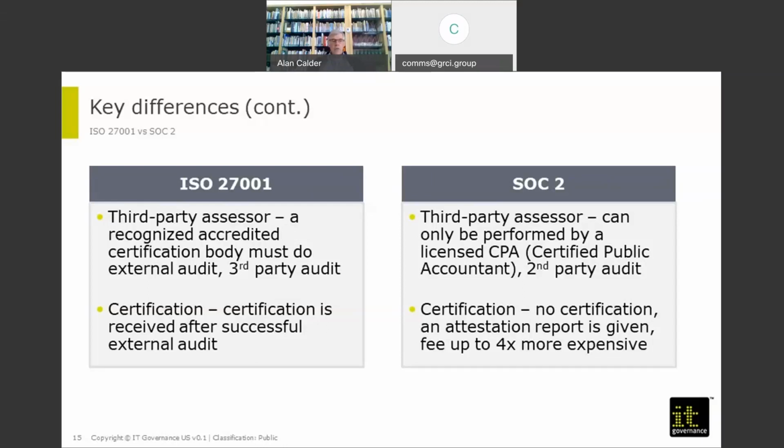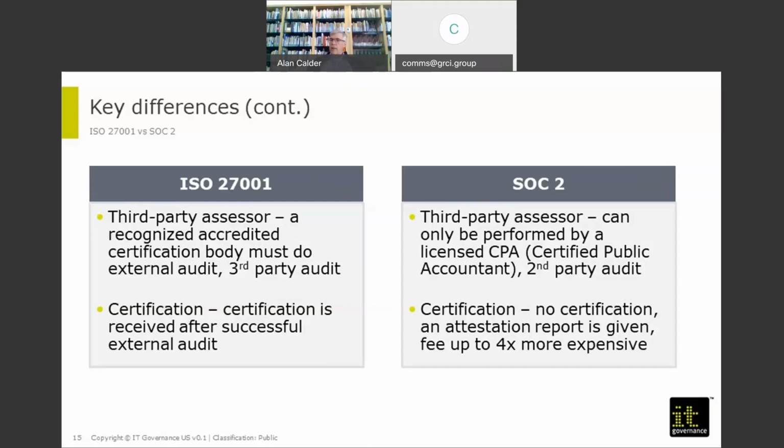The certificate has a 3-year validity. So at the end of 3 years, the certificate will expire. The assessor will come and repeat the audit, and will be looking for the fact that you have maintained the management system on an interim basis.